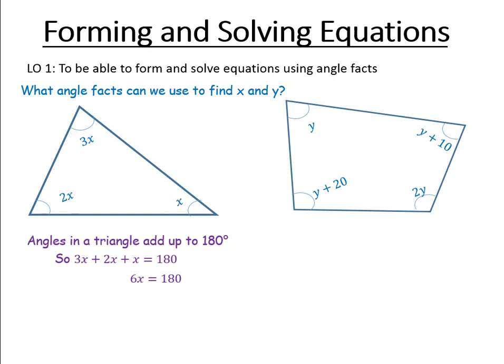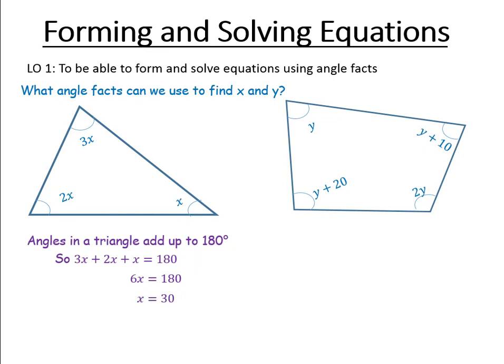Now I've formed the equation, then I've simplified it. Now I have a perfect equation where I need to solve for x. If 6x is equal to 180, how can I work out what my x is? The inverse of multiplying by 6 is dividing by 6, so I divide by 6 on both sides. x is equal to 30 degrees, and there you go. Sometimes they may ask you to work out all of the angles. If x is equal to 30, then the angle 2x is going to be 60, and the angle 3x is going to be 90 degrees.